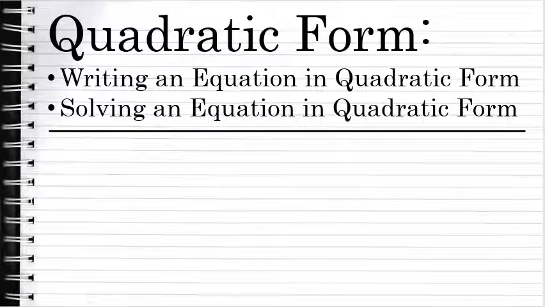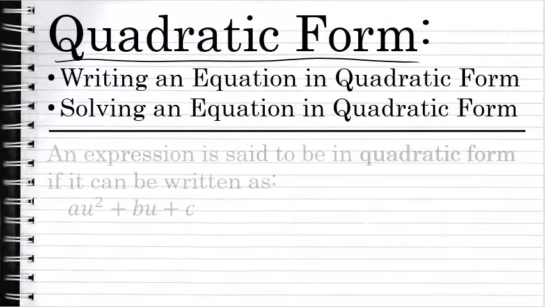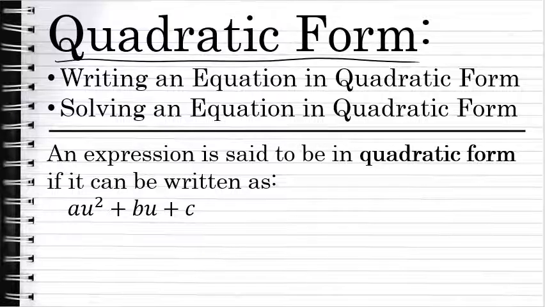In this video, I'll discuss what quadratic form is, how to write an equation in quadratic form, and how to use quadratic form to solve an equation. First, the mathematical definition for quadratic form is that an expression is said to be in quadratic form if it can be written as a times u squared, where a is any constant, any number, and u is any expression, plus b, any number, times u, plus c.